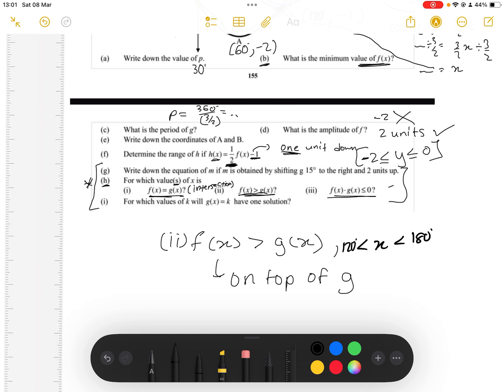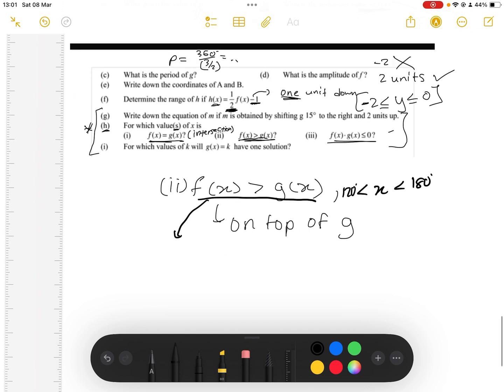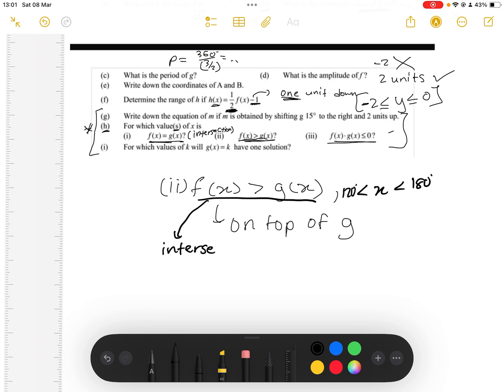So how do you determine this? What is gonna help you to determine this kind of answers? You have to know your intersections. Where the graphs intersect is gonna assist you in determining whether it's on top of or below. So your intersections are gonna help you, and also your asymptotes. This will work for the tan graphs. So the asymptotes also for the tan graphs.